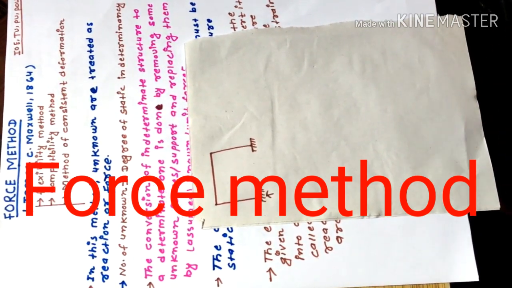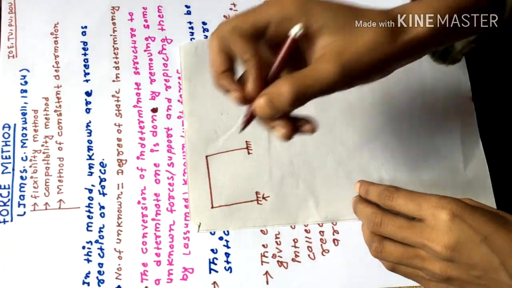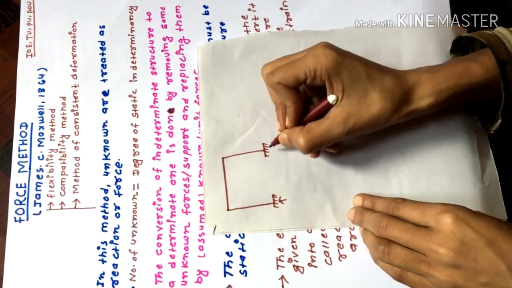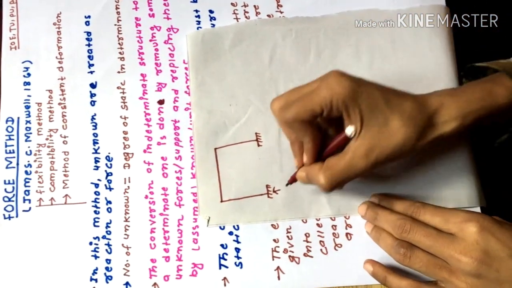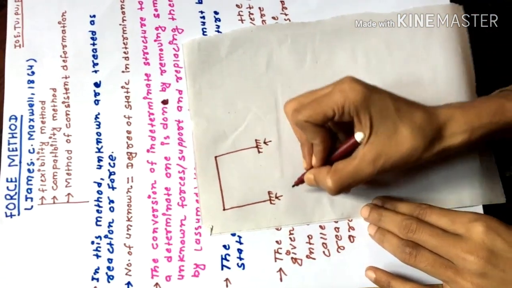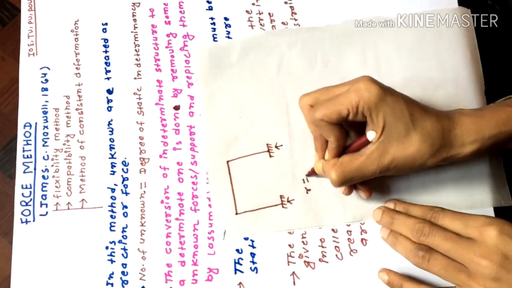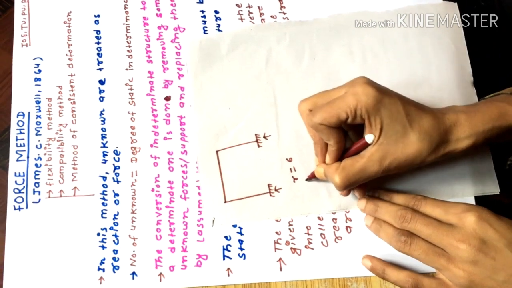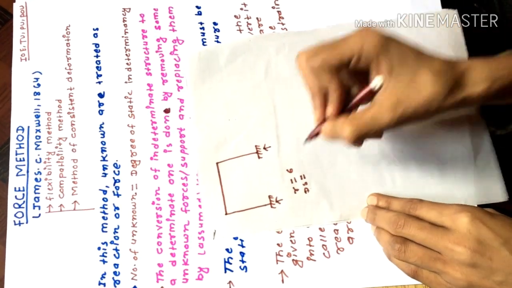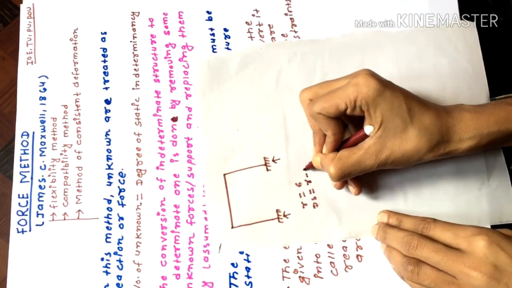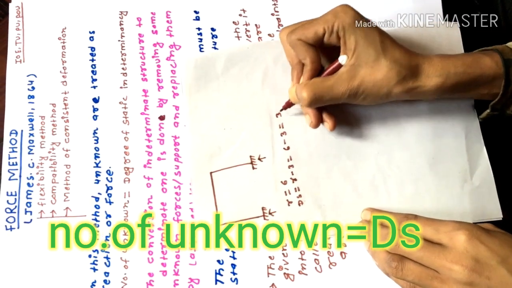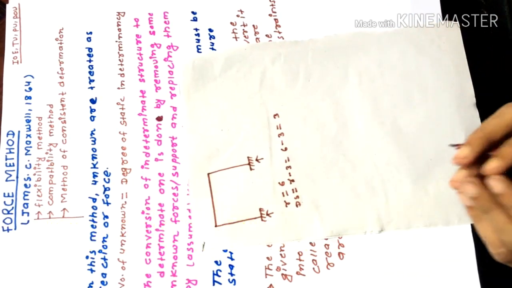Today we will discuss the force method. Let us analyze this concept through an example. If this is a frame, we know at a fixed support the number of reactions is 3. So here there are 2 fixed supports, so the number of reactions R is equal to 6. And if we are going to calculate the degree of static indeterminacy, we know it is equal to R minus 3. So 6 minus 3 is equal to 3. So this is an indeterminate structure.